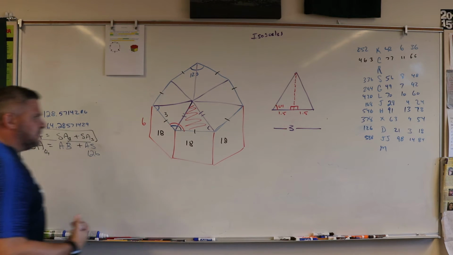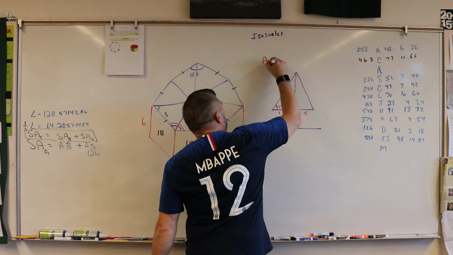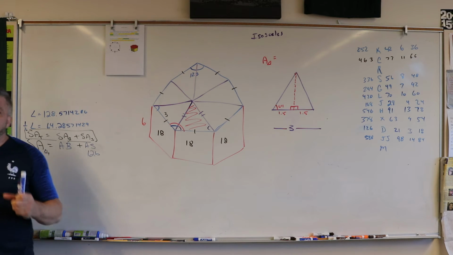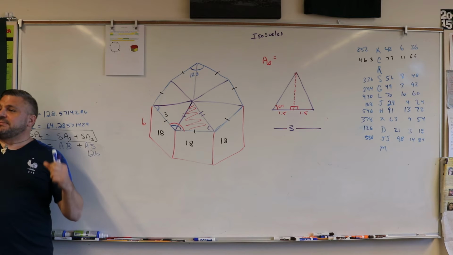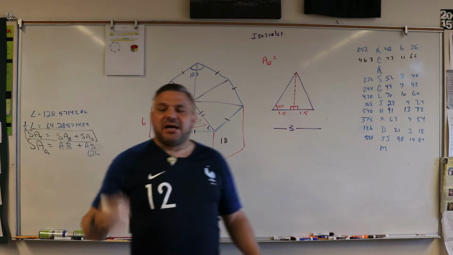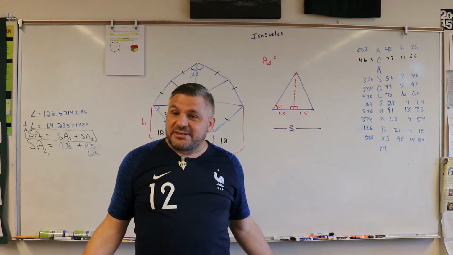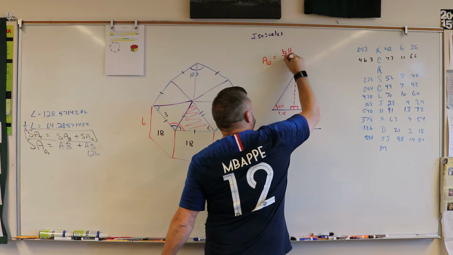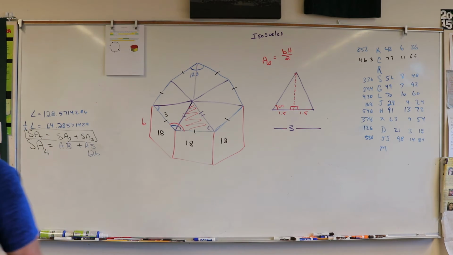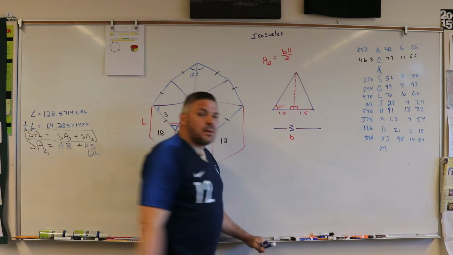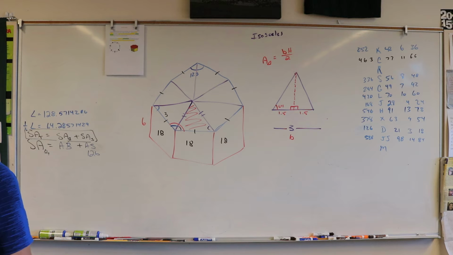What's the area of a triangle? Just the basic area of a triangle. Remember, area of a rectangle is length times width, right? Base times height. Yes, ma'am. Base times height divided by 2 because it's half of a rectangle, right? So it's base times height divided by 2. Okay? So if I know my base, which I do, here's my base. If I know my height, which I don't, that's the hard part.